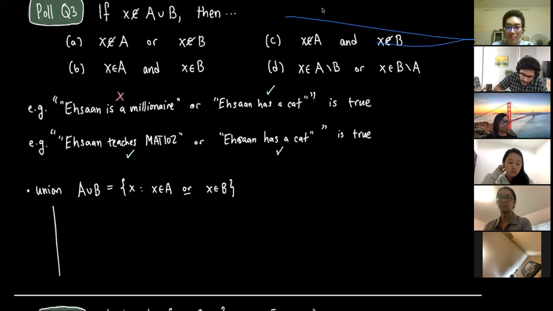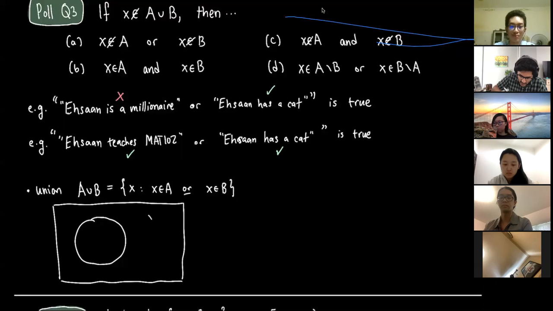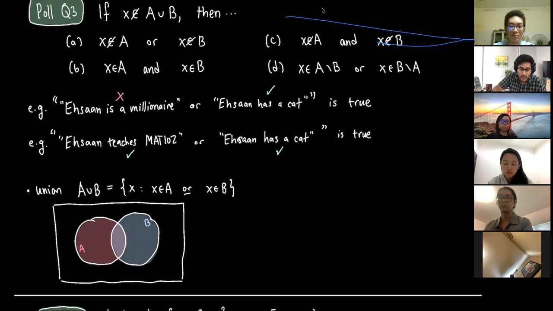If you had to draw a picture, let's say A and B, just for concreteness, were contained in this box. A is here, and B is here. Then A union B would be the set of all things that are in A or in B, and they could be in both. They're allowed to be in this intersection. It doesn't matter that there's overlap. So here are all the elements in A, and here are all the elements in B. That's what the union means.